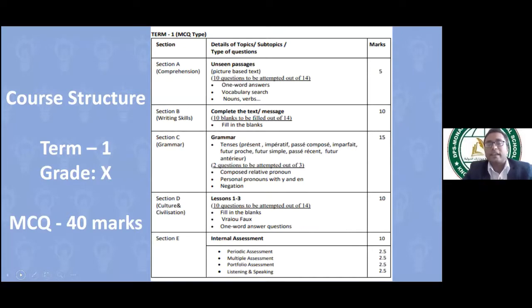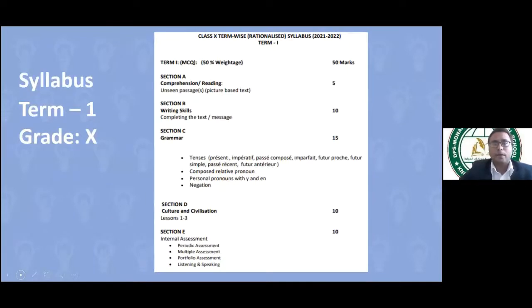Now the CBSE has also introduced section E, which is internal assessment. The 4 components of internal assessment are periodic assessment, multiple assessment, portfolio, and ASL, listening and reading. So students will continuously be assessed on their speaking and listening too. Next slide, please. This slide talks about the syllabus of term 1 for class 10th.